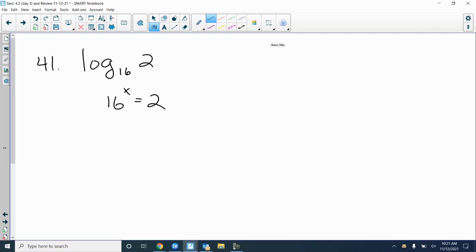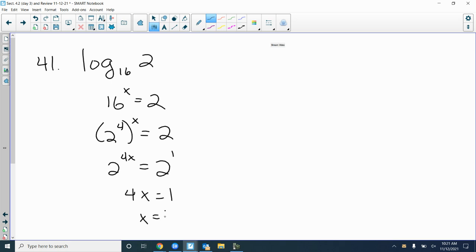Again, I want you to go common base. Can 16 be written as 2 to a power? Yeah, 2 to the 4th. So 2 to the 4th power, all to the x equals 2, and that's 2 to the 4x equals 2, and you can think of that as 2 to the first. This is where we get 4x equals 1, x equals 1/4. Okay, for that. All right, other questions?